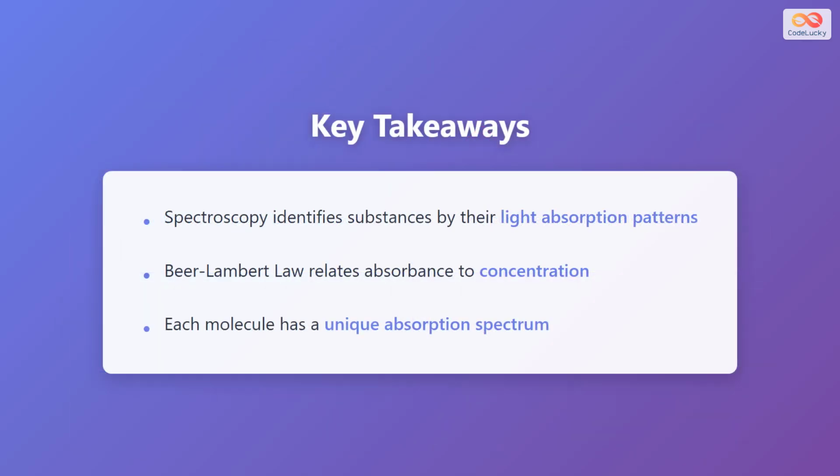Let's recap the most important concepts. First, spectroscopy is a powerful technique that identifies substances by analyzing their light absorption patterns. Each molecule interacts with light in a unique way, creating a characteristic spectrum. Second, the Beer-Lambert law provides the mathematical relationship between absorbance and concentration, allowing us to quantify substances in solution. And third, every molecule has a unique absorption spectrum, which acts like a molecular fingerprint for identification. Understanding these fundamentals will serve as the foundation for more advanced spectroscopic techniques you'll encounter in your studies and research.